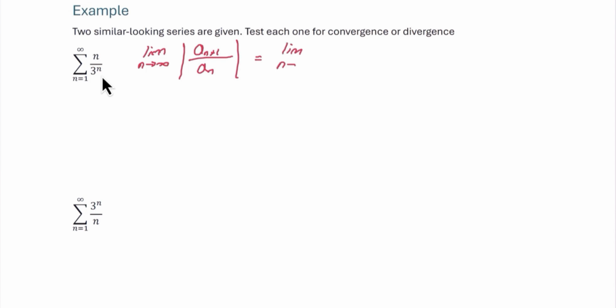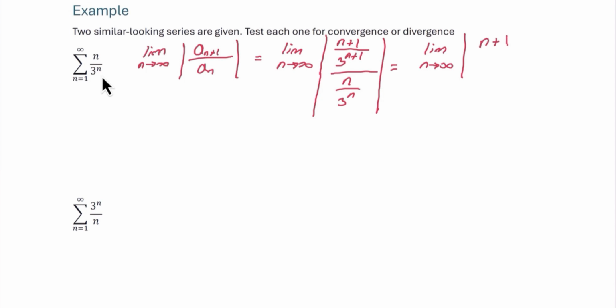Limit as n approaches infinity. The next term in the sequence would be n plus 1 divided by 3 raised to the n plus 1. And we want to divide that by the current term, n divided by 3 to the n. Next, we'll just rewrite that. Copy the top part. And we're going to multiply by the reciprocal of the bottom fraction, 3 to the n divided by n.